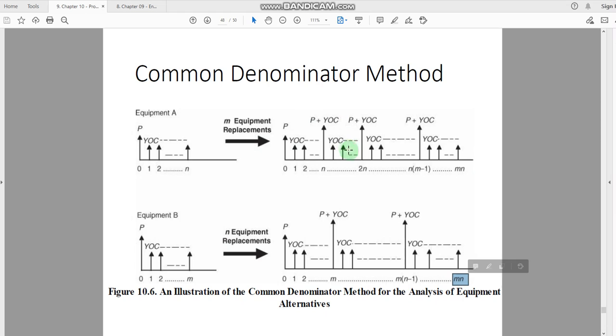Now here you can see it can be replaced 1, 2, 3, maybe 4 times or so on, and here it will be replaced 1, 2 and 3 times. So the baseline remains the same in terms of number of years, but the replacements are different. We will see how we can use this methodology to determine the feasibility when choosing between alternatives.